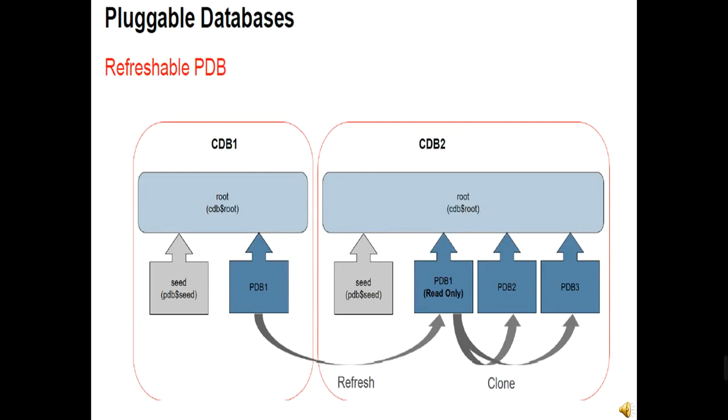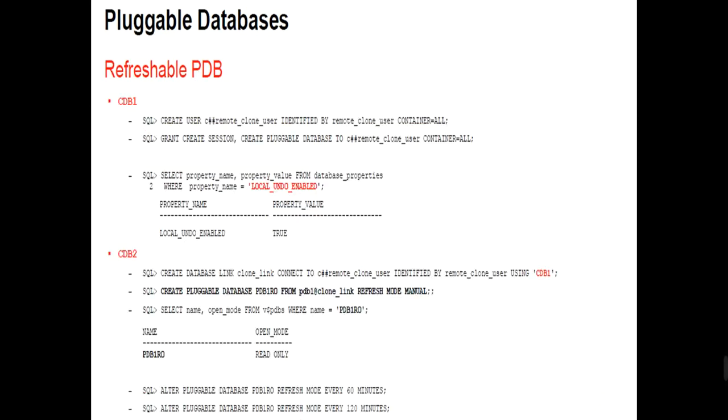Referenceable PDB. On CDB1 create the same kind of user, giving privileges to that user, and we need to check whether local and enabled or not. We have to check that using a query, and again come to the target side. Then we need to create the database link and create the pluggable database PRD_PDB1 from that using the database link with refresh mode manual. We are giving refresh mode manual.